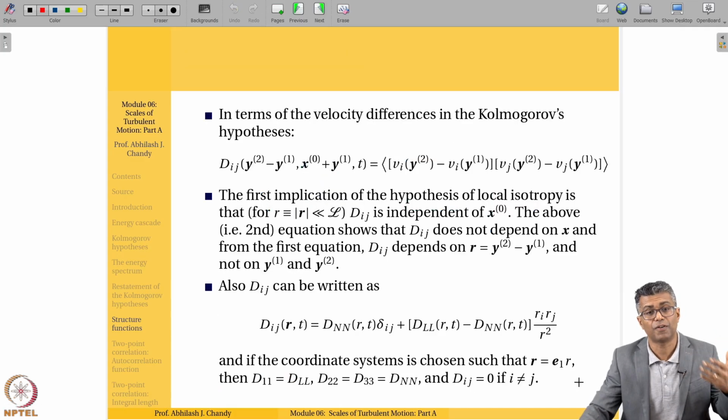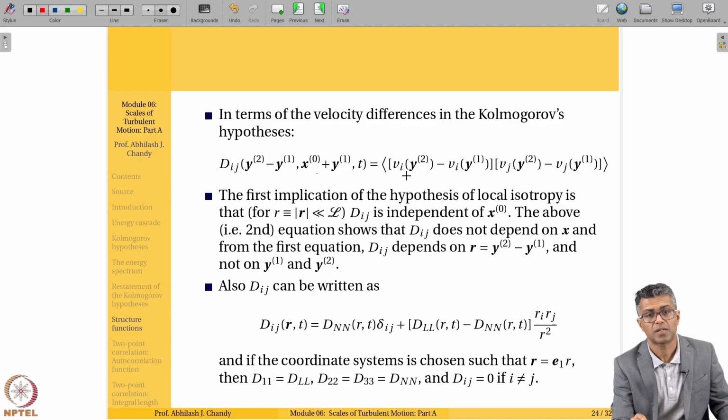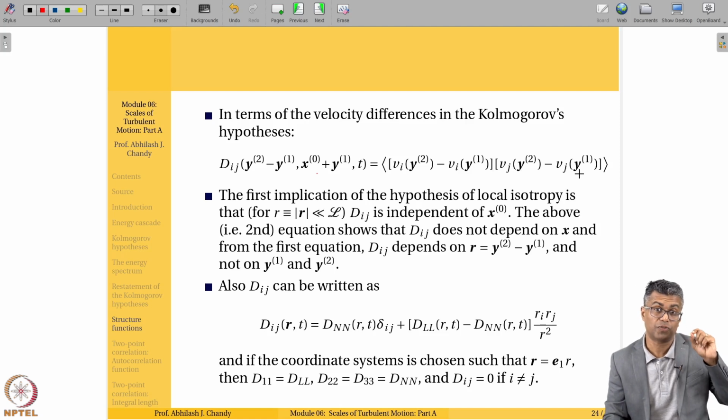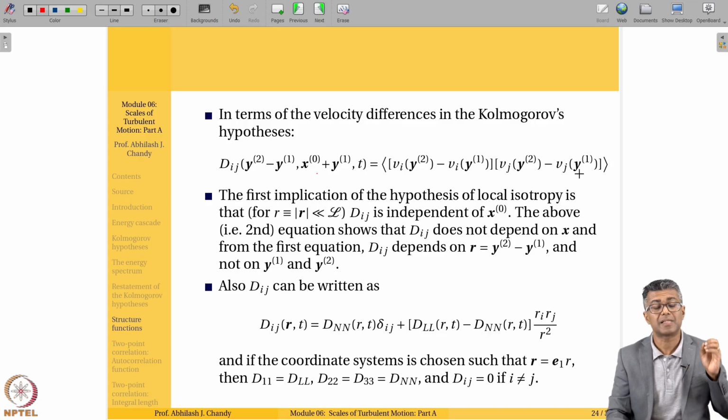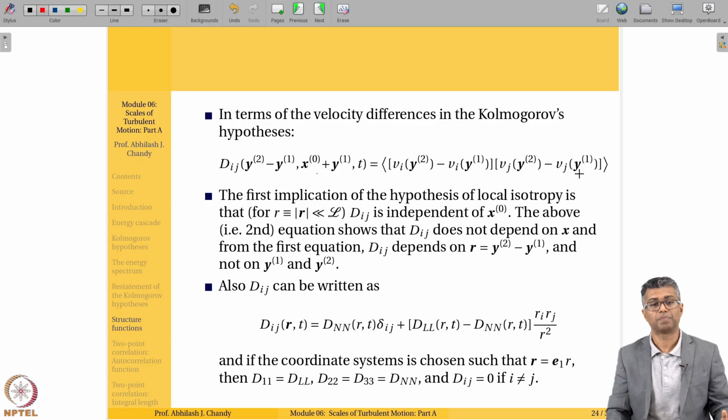In terms of the velocity differences, you could write that as Dij(y2 minus y1, x0 plus y1, t), and then you could write that as vi(y2) minus vi(y1) times vj(y2) minus vj(y1), the velocity differences. The first implication of the local isotropy hypothesis is that Dij is independent of x0, because it depends only on its local environment, isn't it? So it is independent of x0. The reference point doesn't matter.